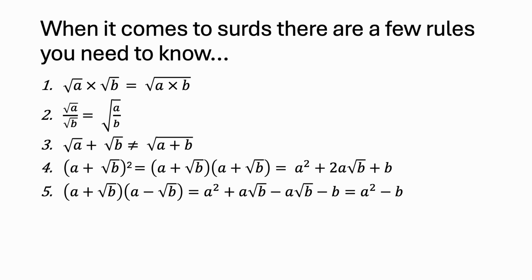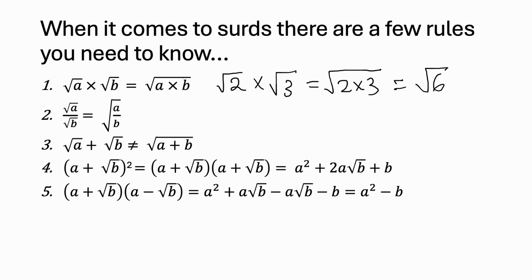Okay, so when it comes to surds, there are a few rules you need to know. First of all, when you have square root A times by square root B, essentially you're doing the square root of A times by B. So let's do an example. Square root 2 times by square root of 3 is the same thing as saying 2 times 3, but all under the square root, which we get as square root 6.